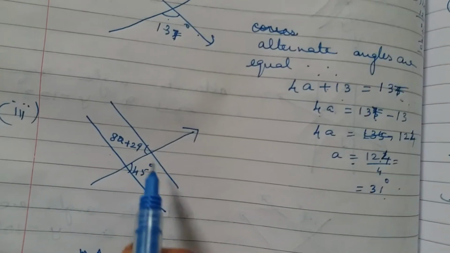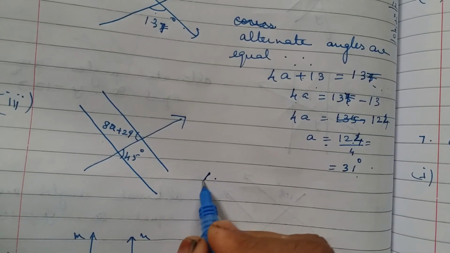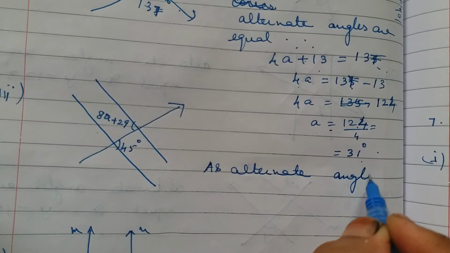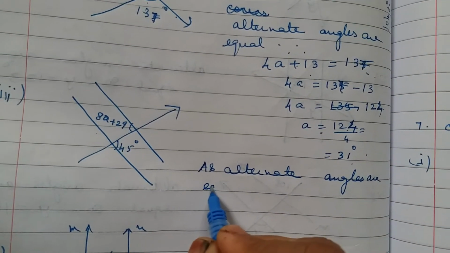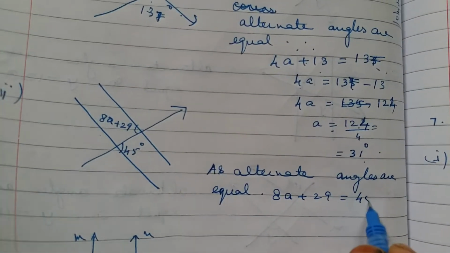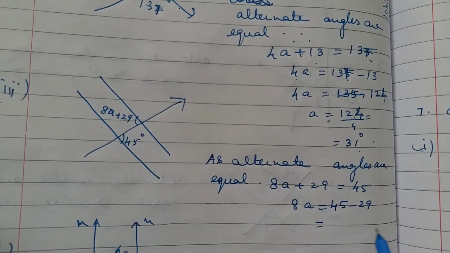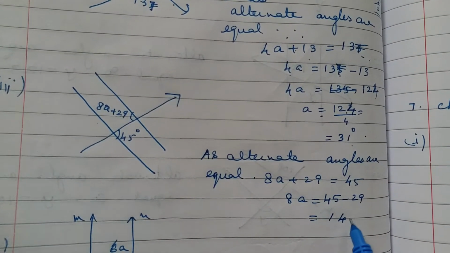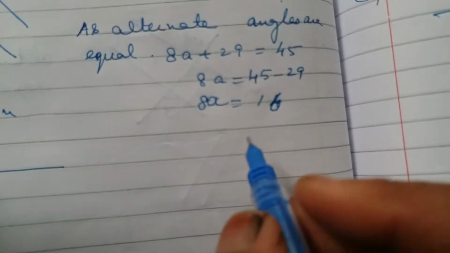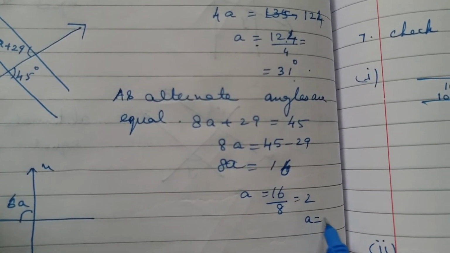The same way, next sum, these are alternate interior angles. So you can equate, you can write that alternate angles are equal. 8a plus 29 is equal to 45. 8a is equal to 45 minus 29, which is 16. So 8a is equal to 16 means a is equal to 16 by 8 is equal to 2. So here a is equal to 2.